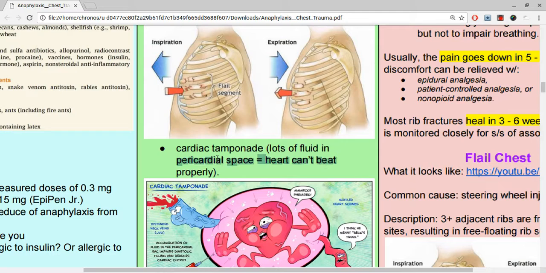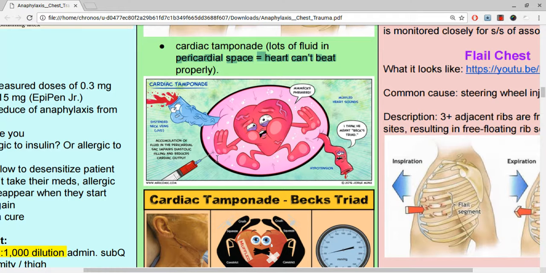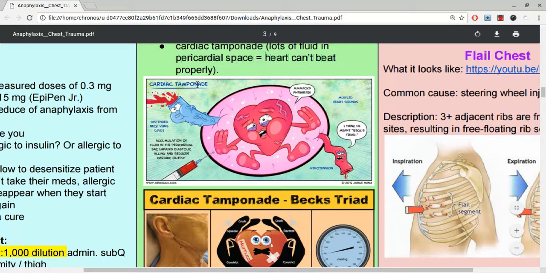A cardiac tamponade would also be an emergency because lots of fluid is in the pericardial space and thus the heart can't beat properly. Because when you think about it, the heart needs to contract and expand, right? Well, it can't expand if it's being squeezed to death by all that fluid. And here you can see this little picture of a cardiac tamponade. And a sign or symptom of that would be distended neck veins, okay, because the blood is getting backed up there. And there's an accumulation of fluid in the pericardial sac, which impairs diastolic filling and reduces cardiac output, okay?